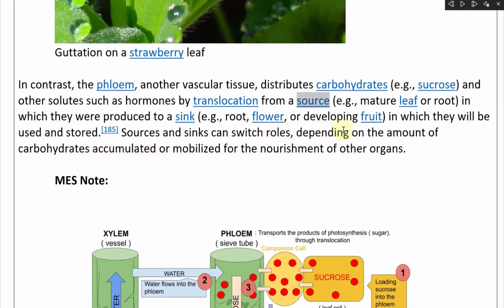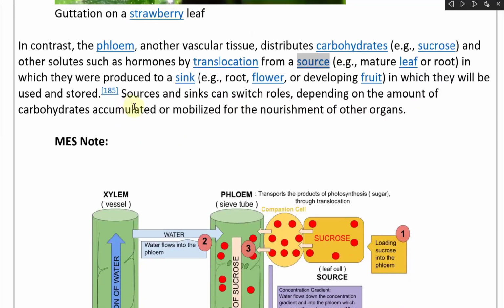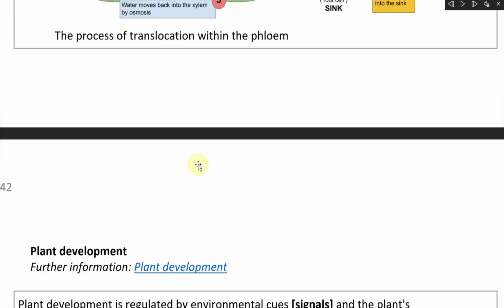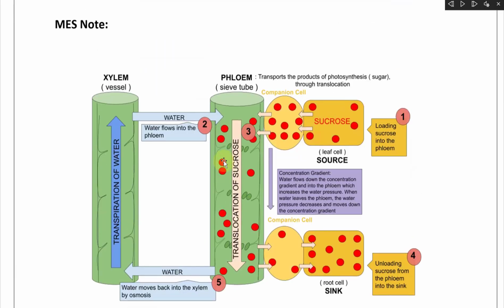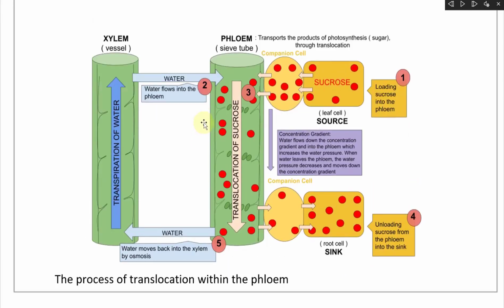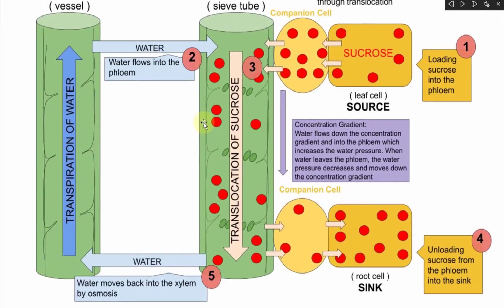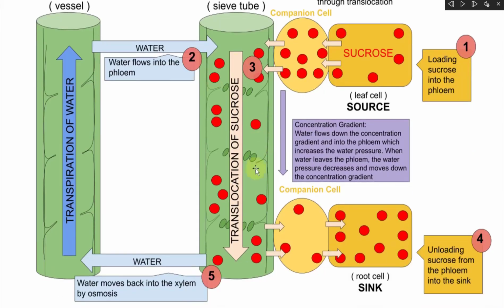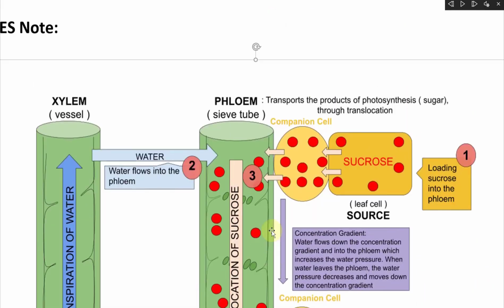Sources and sinks can switch roles depending on the amount of carbohydrates accumulated or mobilized for the nourishment of other organs. So here's a process of translocation within the phloem. Let's zoom in here. Step one is loading sucrose into the phloem. You have sucrose inside here, and there's also the companion cell, and the sieve tube member, or sieve cell. So it goes inwards in there.